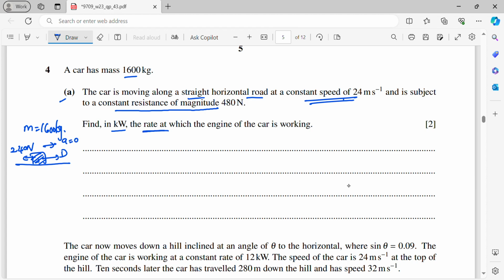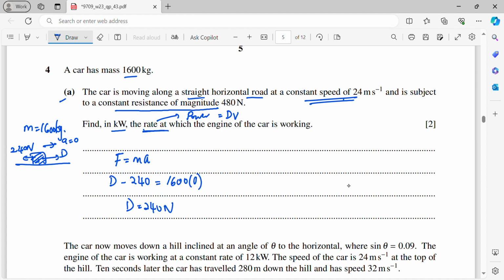Then from here I will just use F equals MA to get the D first before I get the power. So this is basically the power. The power is D times V, the driving force times V. Now I know that the car is moving to the right side, therefore D minus 240, because 240 is a resistance force which is against the motion. Then equals M is 1,600, the a is 0. So obviously your D is 240 newtons.